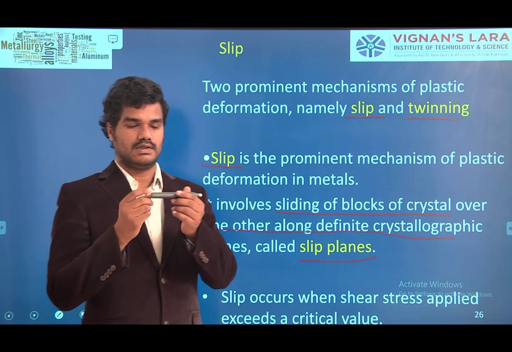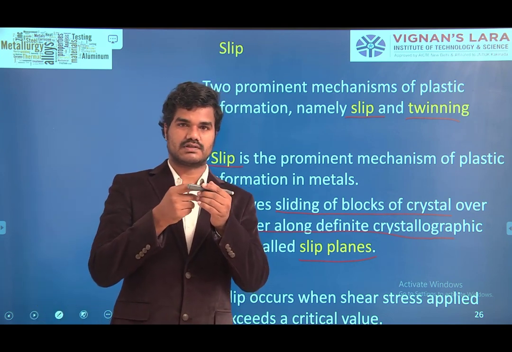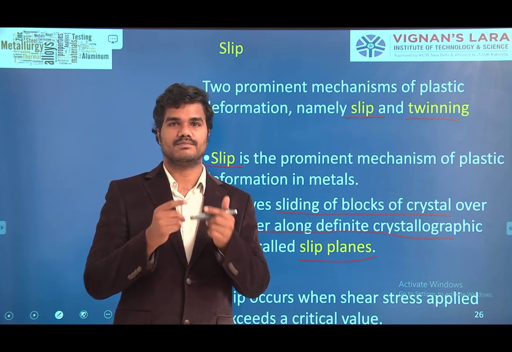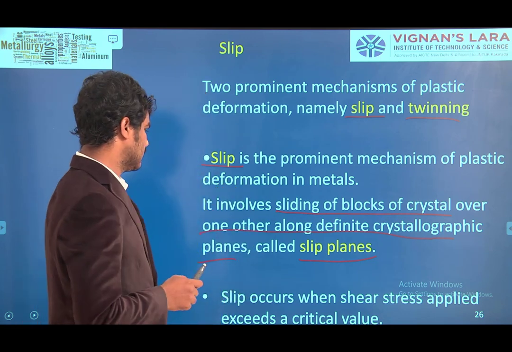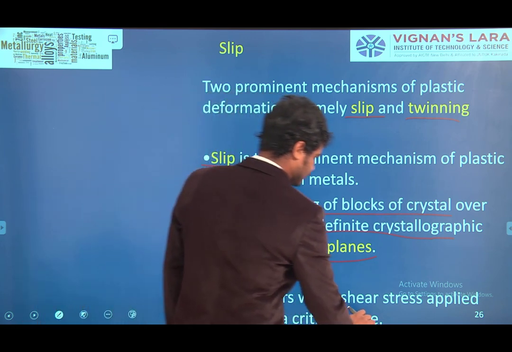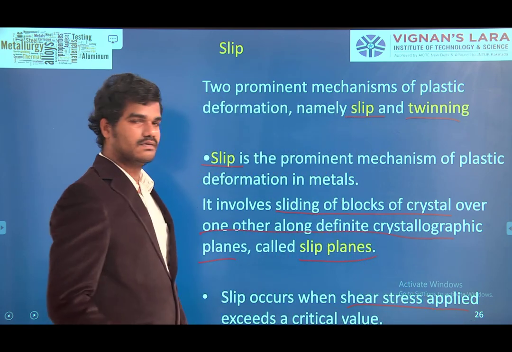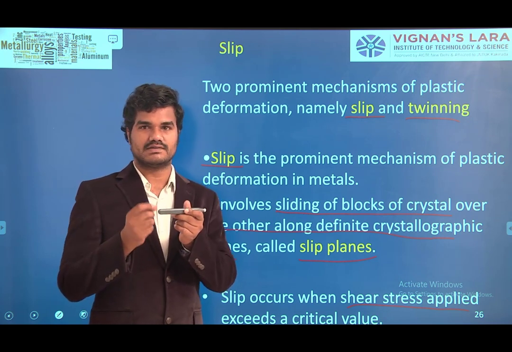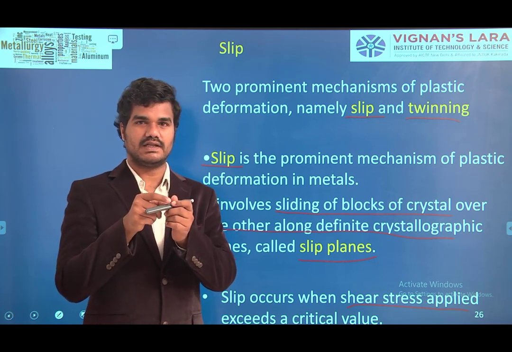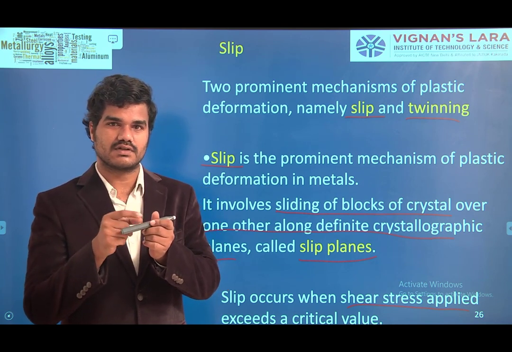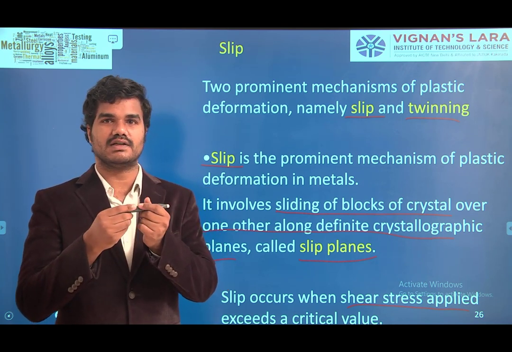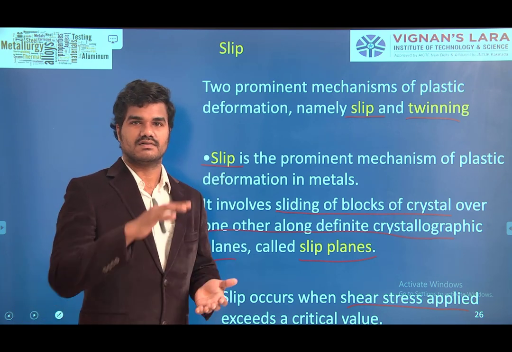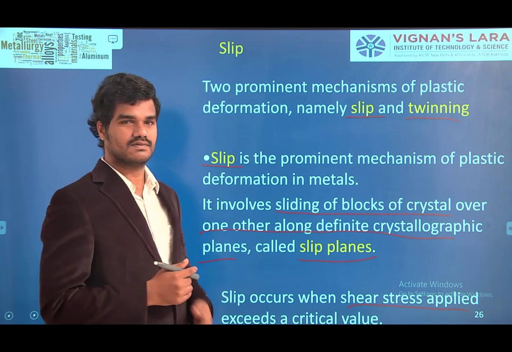When you apply load inside the crystal, two crystals will move. One crystal moves over another crystal, that is slip. Okay? Slip occurs when shear stress is applied. When slip occurs, your material is deforming. Inside two grains, one grain is sliding over another grain. Because of slip only your material is deforming. Because of that only your spring is compressing and elongating. Okay?